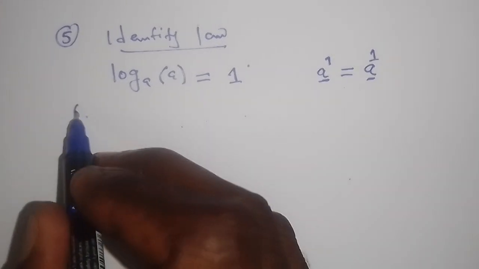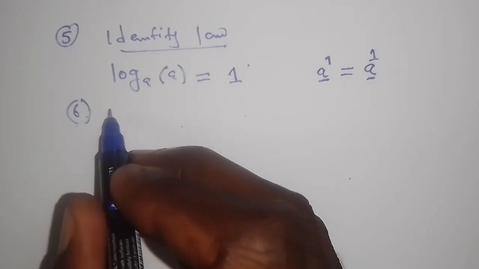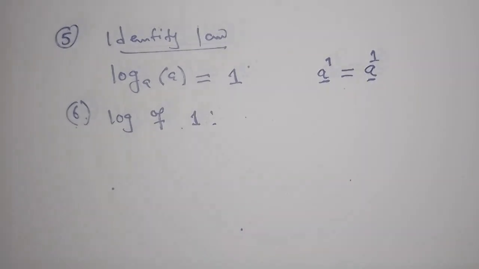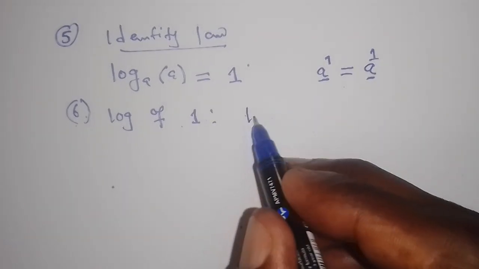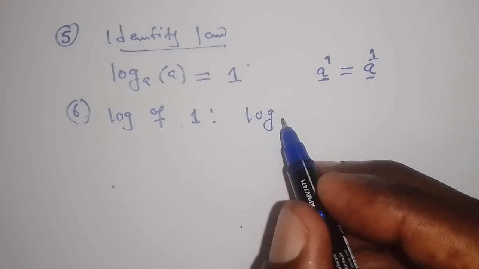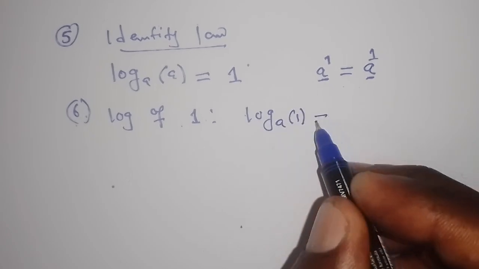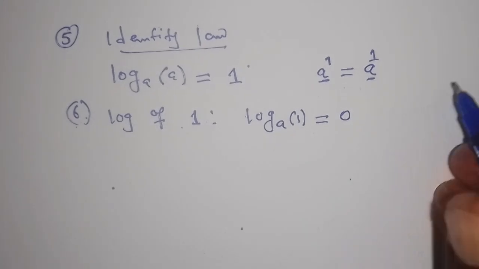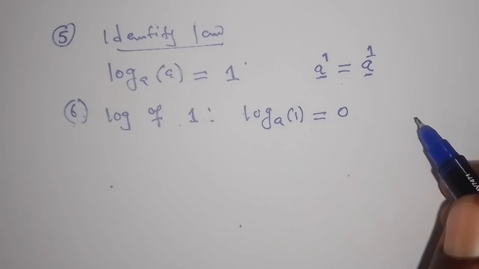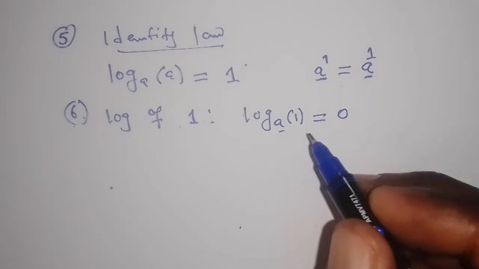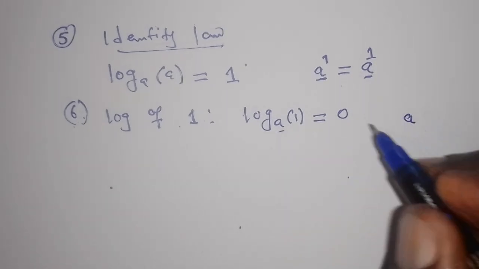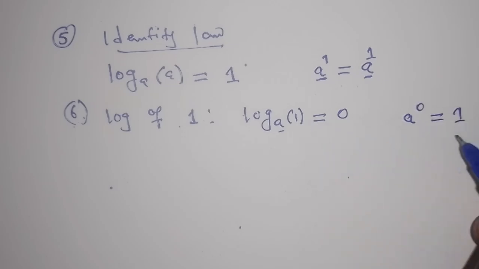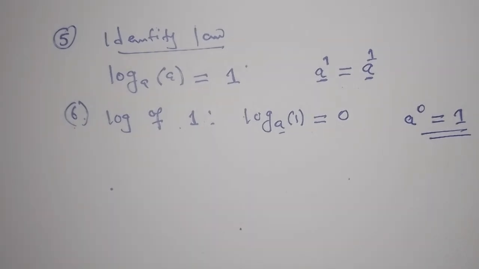And then the last one is log of 1. So log a of 1 equals 0. What is the implication of this? You convert this to exponential form by saying, what number can I raise this base a to so that the answer is 1? We know that anything raised to the power 0 gives us 1. So that's the most important thing to understand.